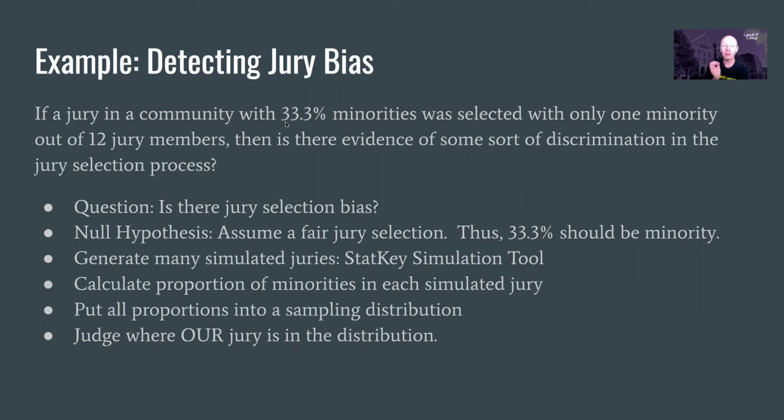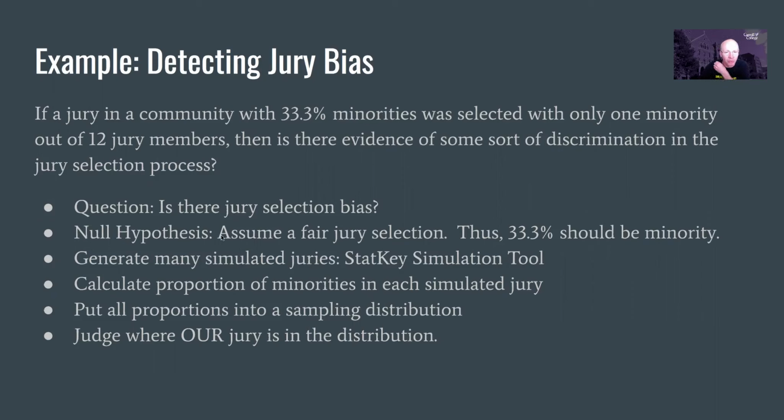Juries are supposed to be fair. They're supposed to be representative of the population in which the person lives. And so 1 in 12, well, 1 in 12 is not 33%. It's much, much less than that. It's like 8%. So do we actually have some sort of discrimination or some sort of minority bias happening here? So the question we want to answer is: is there jury selection bias?